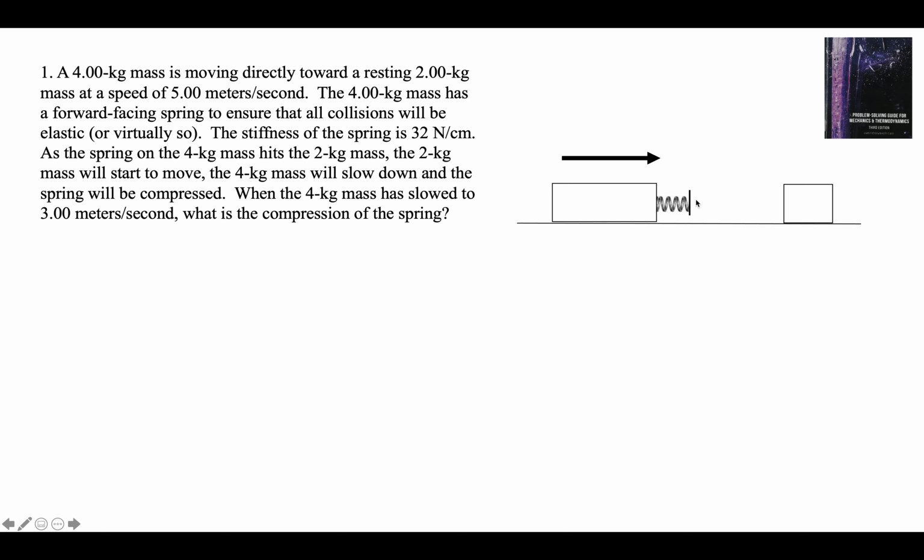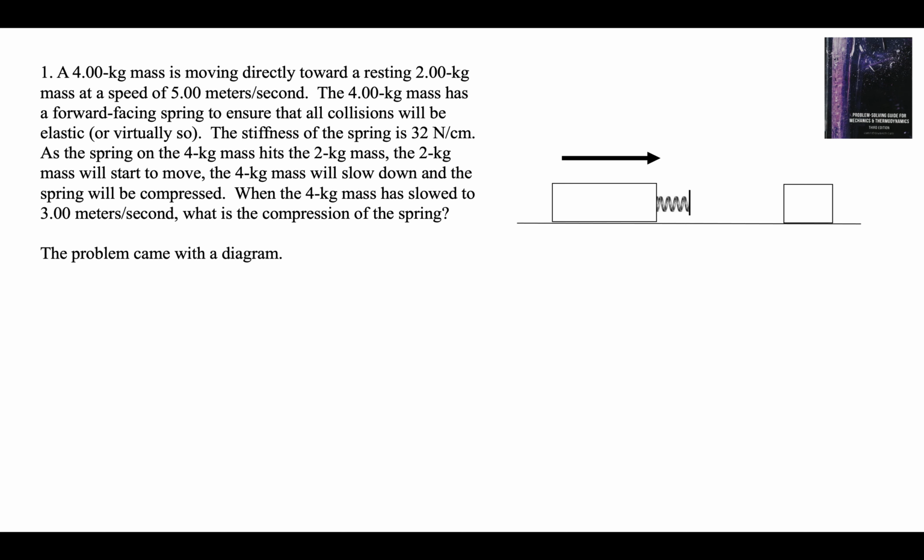There's a spring here that's going to ensure the collision is elastic, no thermal energy is generated. The spring has a stiffness of 32 newtons every centimeter. When the 4 kilogram mass hits the 2 kilogram mass, the spring is going to be compressed. The question asks, when the 4 kilogram mass has slowed to 3 meters per second, what is the compression of the spring?